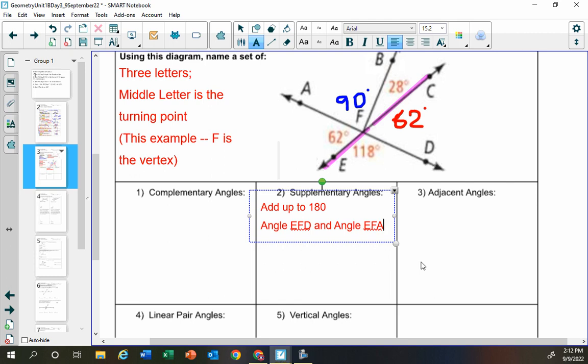Is there any other pair of angles we can use? We can use EFD. Angle EFD. And what other angle besides EFD can we use? Close. No, FCD. There we go. FCD. Good. So those are examples of supplementary. They add up to 180.